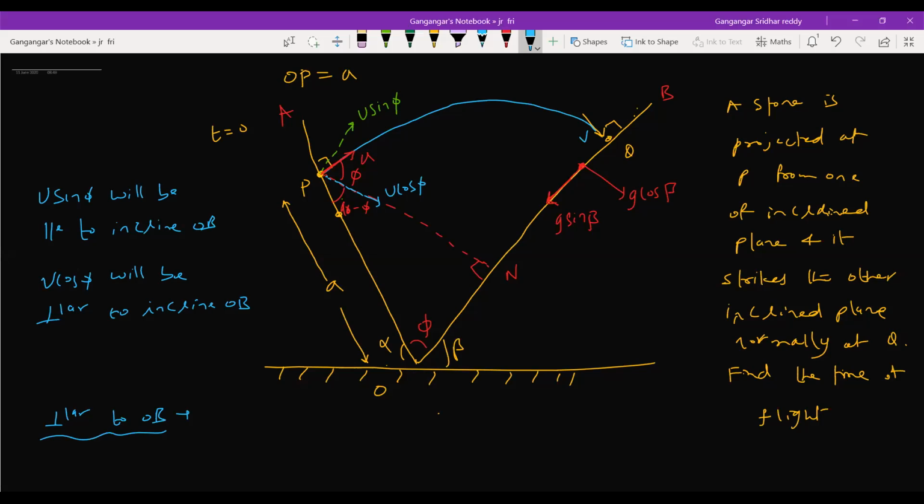So 0 is equal to U sine phi minus g sine beta times the time of flight. Try to see that. Why will the initial velocity U sine phi decrease? Because of the retardation g sine beta. I'm applying the formula v equals u minus at. So when it strikes the inclined plane OB, it will strike normally at Q. Therefore, what happened to the component along OB? It decreases and becomes 0. Okay, there's one equation.